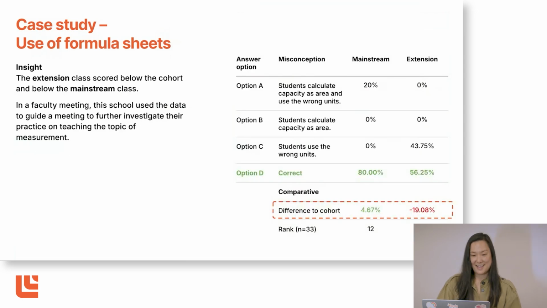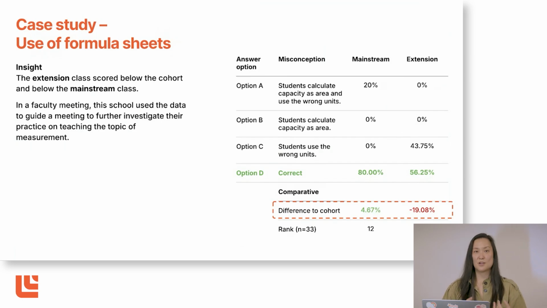The insight, again, was that the extension class scored well below the cohort and below the mainstream class. So when they held the faculty meeting, they were able to use this data to guide the discussion about what was actually happening. In the discussion, they found that their extension class had a heavy reliance on using formula sheets. When they talked to the students, the students said, we didn't have a formula sheet, so we couldn't remember exactly what we were supposed to do.